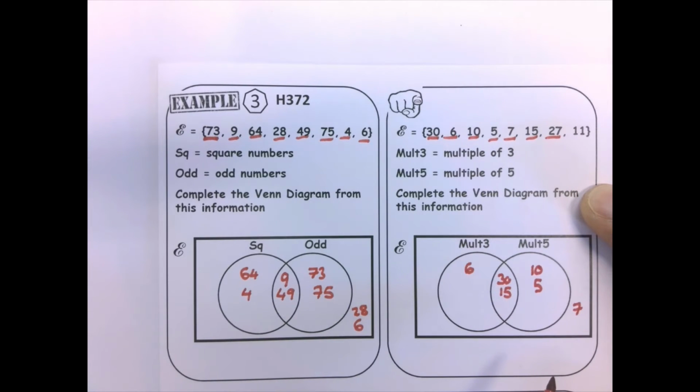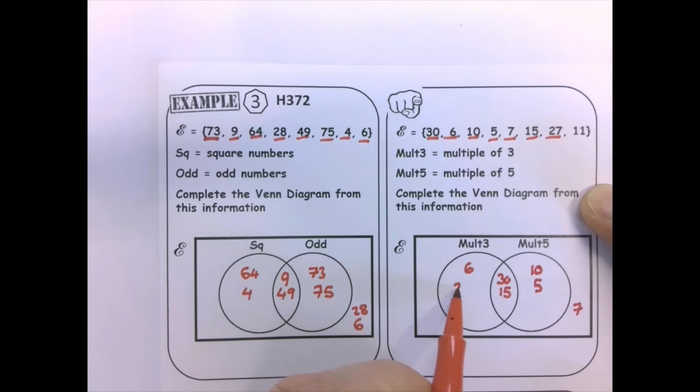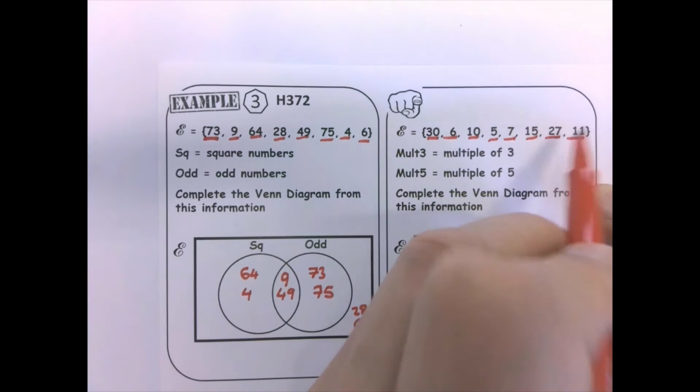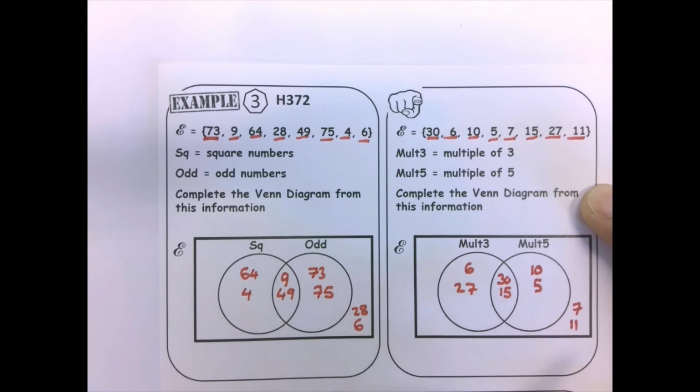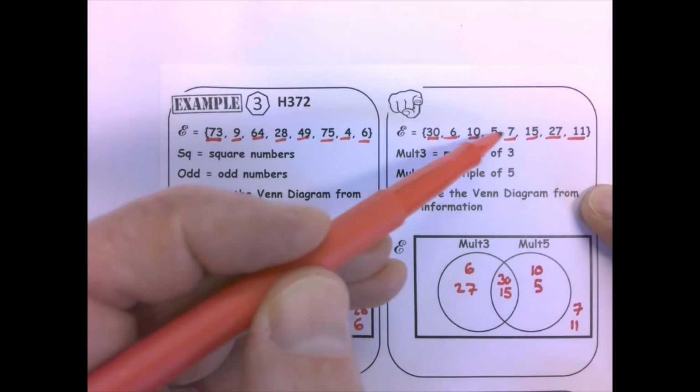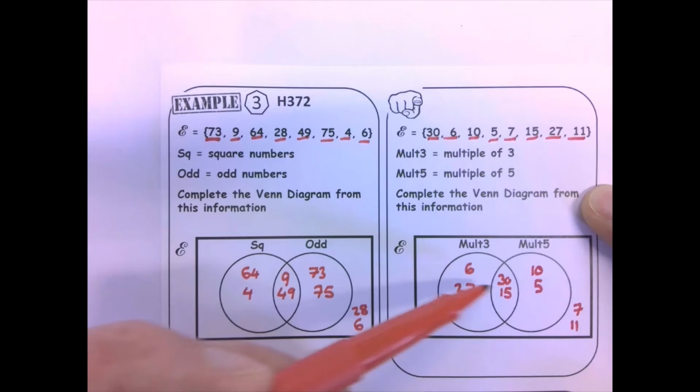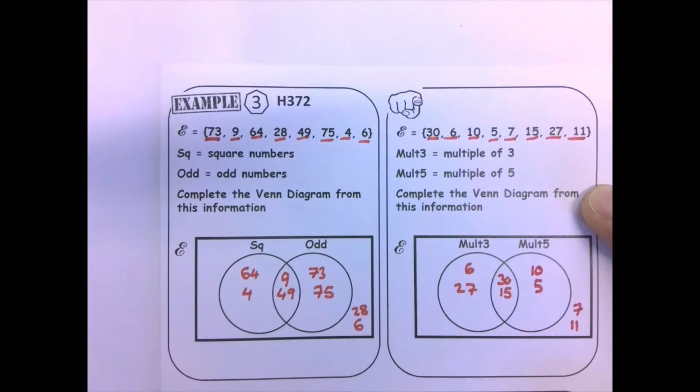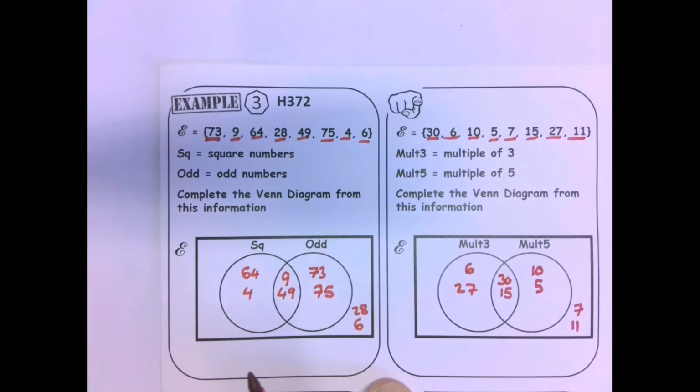27, that's a multiple of 3 but not 5. And 11, that's just on its own, not a multiple of 3 or 5. 1, 2, 3, 4, 5, 6, 7, 8. We've not lost anything and we are done.